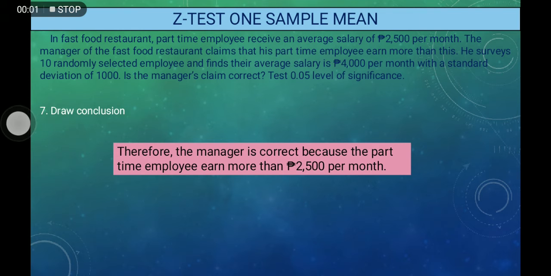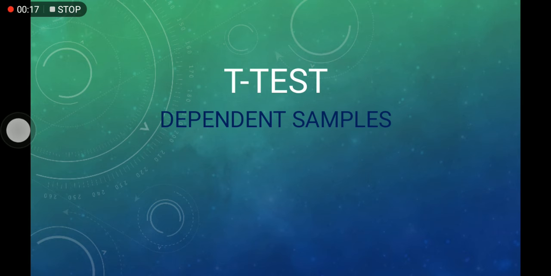We are done with our first example using Z-test 1 sample mean. Now, we will proceed to our second example. Sample number 2 using t-test dependent samples. Ginagamit natin si t-test kapag ang sample size is less than 30.